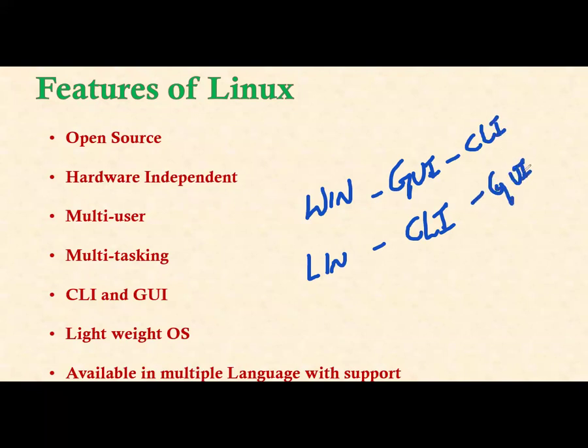But why are they so famous for CLI, Linux server? Because they work better in CLI actually. I repeat, Linux server operating systems work better on CLI. Windows server operating systems work better on GUI, graphical user interface. Okay, so these are some of the very basic things we should know here, friends.